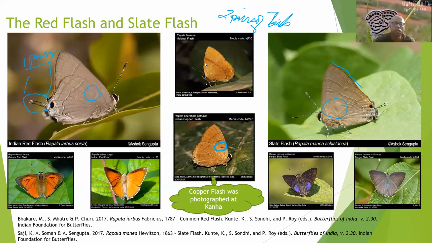I'm not going to discuss much about these two rare butterflies which are not commonly seen in the Western Ghats. This one is not there in the Western Ghats, but this one is found in the Western Ghats. And why I have included the copperflash is because it was photographed from Central India. So I go to the next slide.